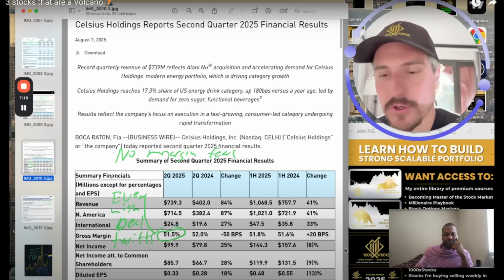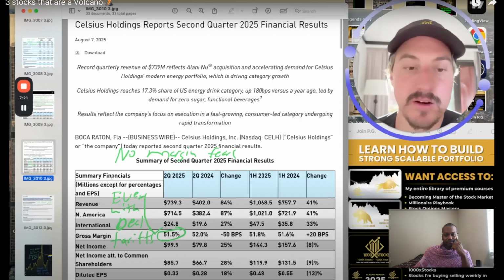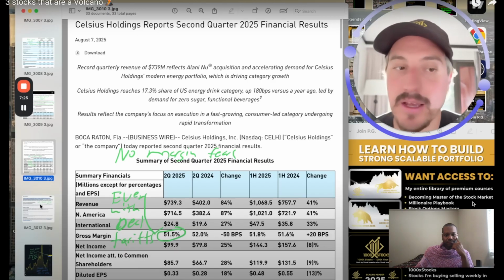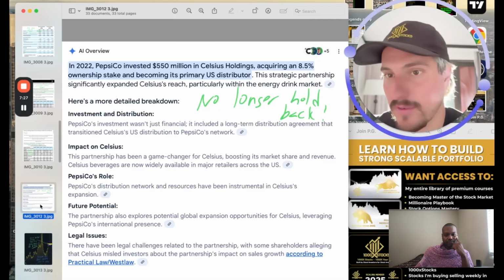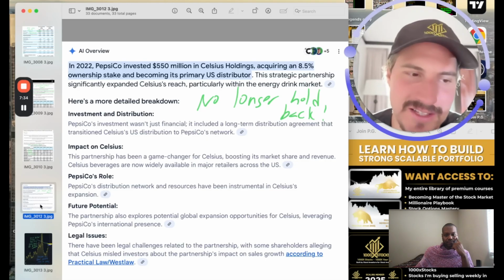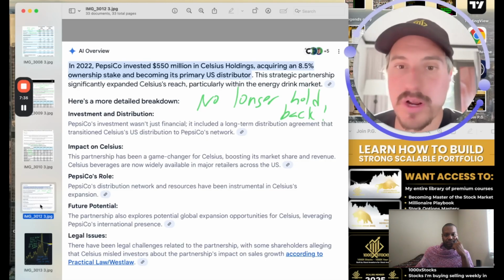And this was the first full quarter really of Alani being in there. You usually have some hits to margin that are negative whenever you have a new brand that comes into your space, and you obviously have to distribute that product and do things differently. It's usually some one-off hits to your margins, and Celsius just motored right through, right?